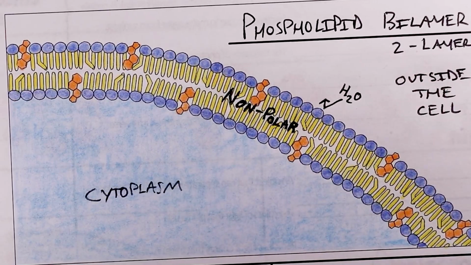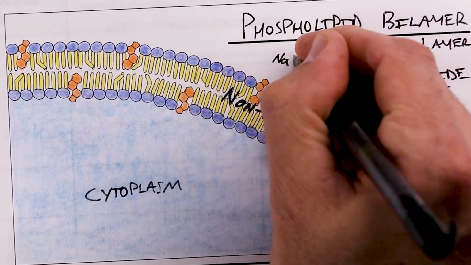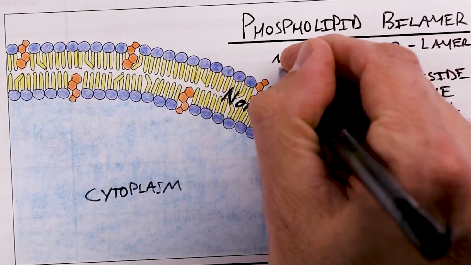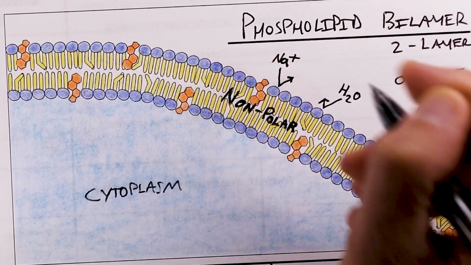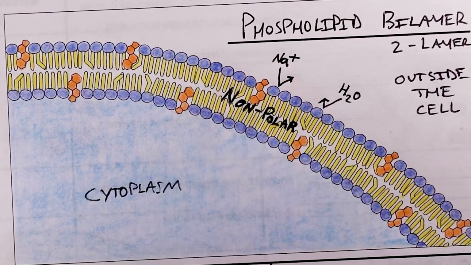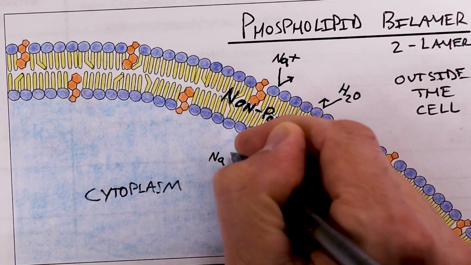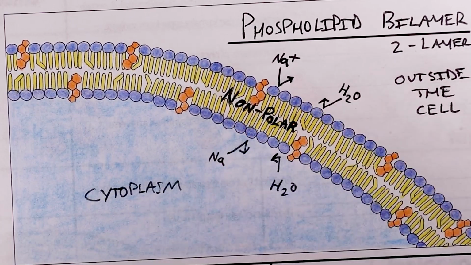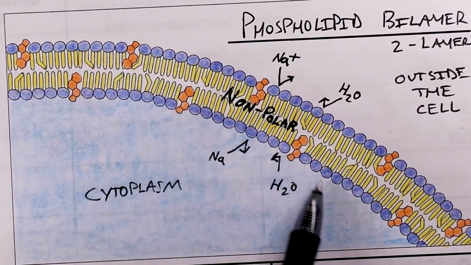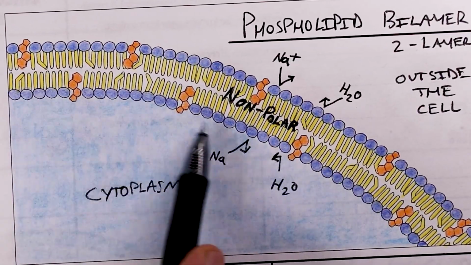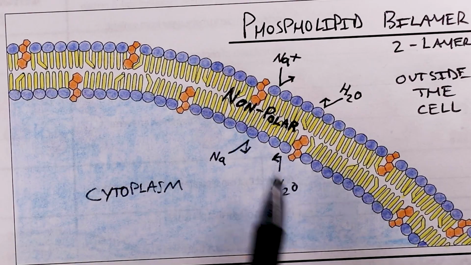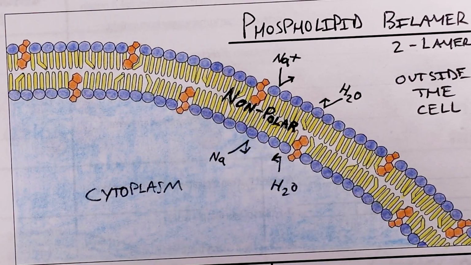Same thing for salt. If you have a piece of salt out here, like sodium, it's going to come and bounce off. So it's like a force field in both directions. Things just bounce off. They can't move through it. But at the same time, on the outside, it's polar, and so it likes water on the outside, but it hates water on the inside.